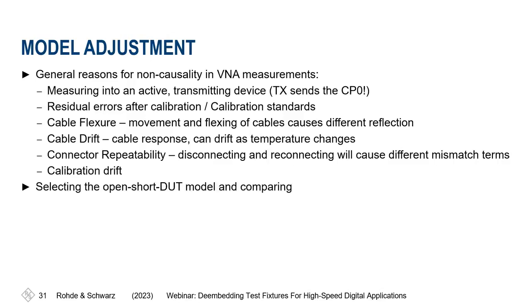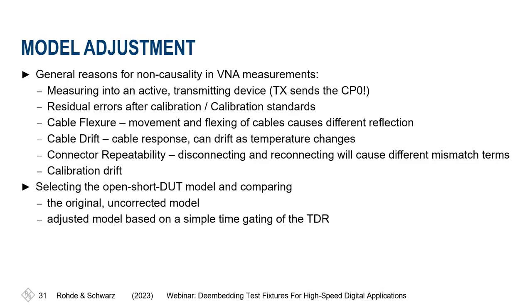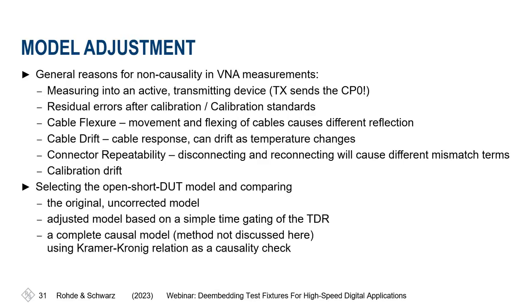We selected now again this open short DUT model, and we are comparing now this model. First the original, the uncorrected model. Then we created a model where we have a simplified TDR gating in the time domain. We also used a complete causal model. The method is not discussed here. It would take us far off where we are, using the Kramers-Kronig relation as a causality check. And we use the model without the short, so just the open DUT model.